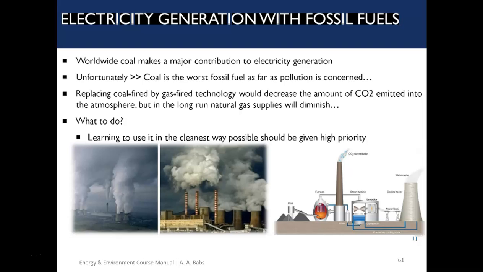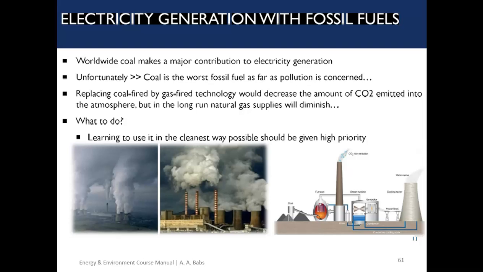Replacing coal-fired by gas-fired technology would decrease the amount of CO2 emitted into the atmosphere. But in the long run, natural gas supplies will diminish. This is a disadvantage of gas, because the availability of gas is not as much as the availability of coal. Natural gas supply will diminish over time if it continues to be used as fuel to generate electricity.